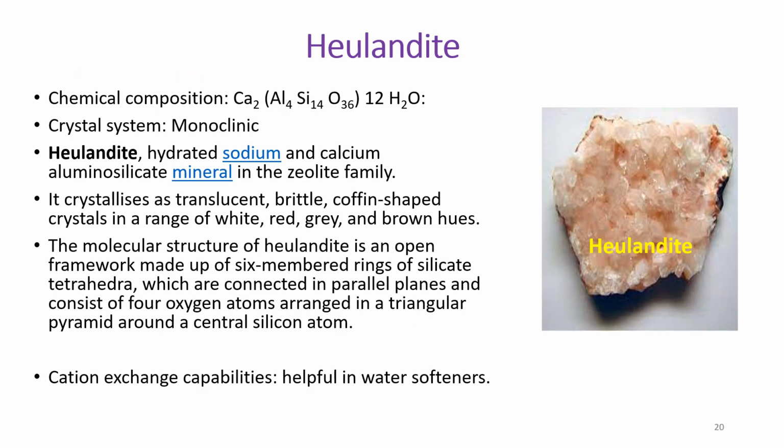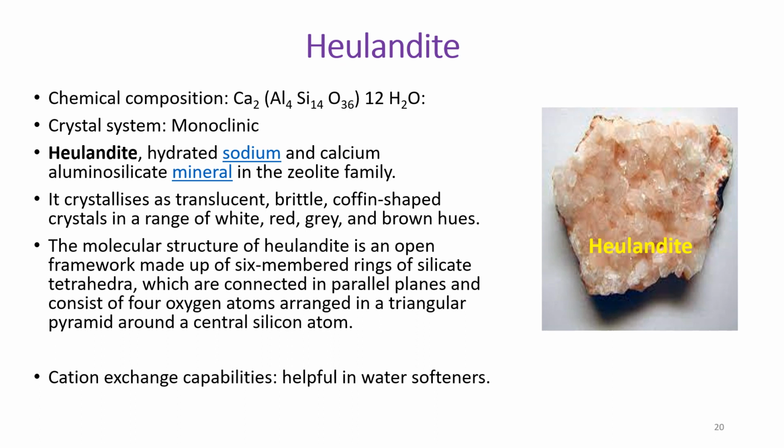Coming to the heulandite. Its chemical composition is calcium aluminosilicate along with 12 molecules of water. It has a monoclinic crystal system, it crystallizes as translucent, and its tenacity is brittle, and sometimes it exhibits coffin shaped crystals in a range of different colors like white, red, gray, and brown. The molecular structure of heulandite is an open framework.